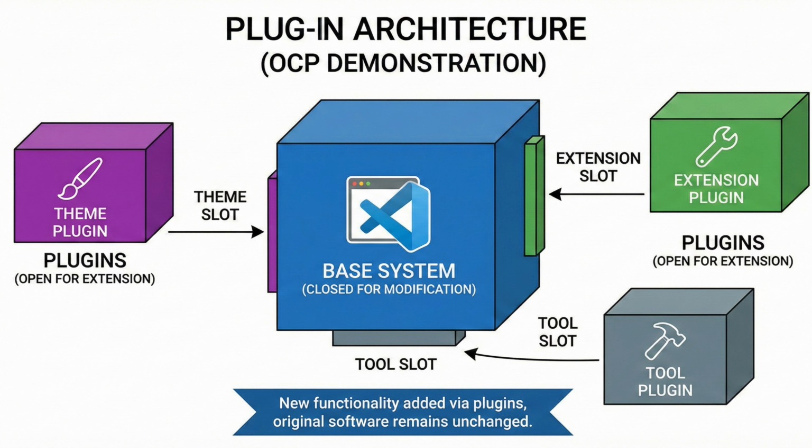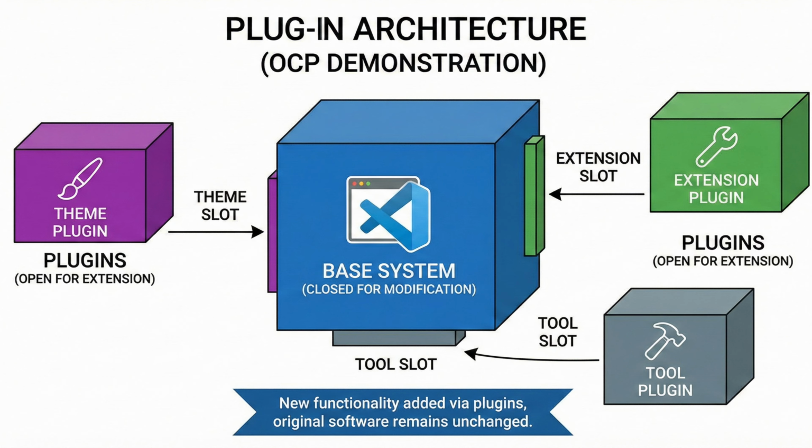In the center, we have the base system. This is the main application and it is clearly marked as closed for modification, meaning once the core system is built, we don't keep editing or changing it every time new requirements come. Instead, the system provides slots or extension points, like theme slot, extension slot, tool slot. Now look at the left and right sides. Here we have plugins, such as theme plugin, tool plugin, extension plugin.